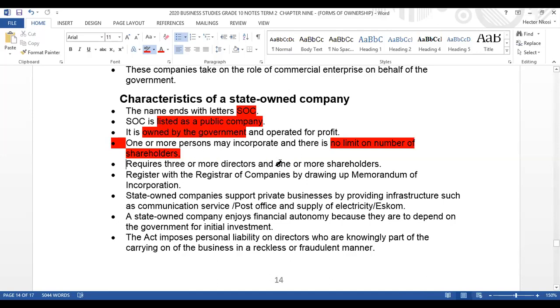Also, it requires 3 or more directors, right? We spoke about that. Register with the Registrar of Companies by drawing up the MOI. This is the same as your public company. Also, state-owned companies support private businesses by providing infrastructure such as communication services or the post office and the supply of electricity, or ESKOM. The state-owned company enjoys financial autonomy, although it depends on the government for initial investment. The Act imposes personal liability on directors who are willingly part of carrying on the business in a reckless or fraudulent manner. So, guys, these are your characteristics for a state-owned company.